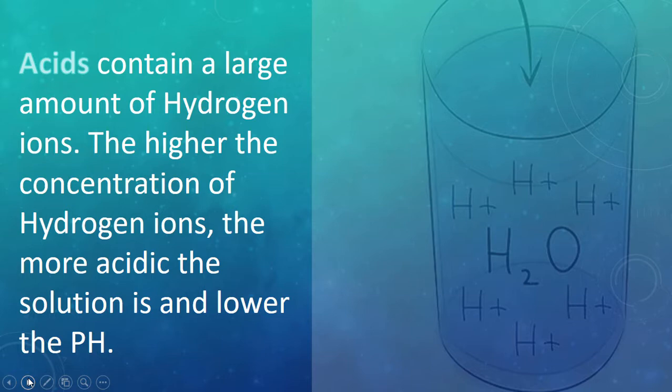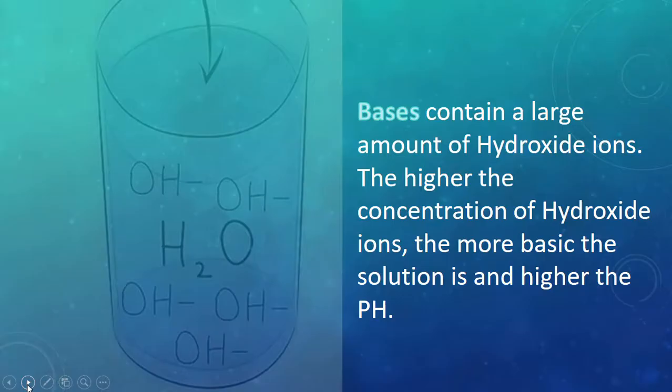As the concentration gets higher, the pH gets lower. Similarly, bases contain a large amount of hydroxide ions. Now, the hydroxide ions are the OH negatives that you see floating in the solution. Just like the coffee example, the more you put, the stronger it is, meaning the higher the concentration. So the higher the concentration of hydroxide ions, the stronger the base. As the base gets stronger, the solution has a higher pH.